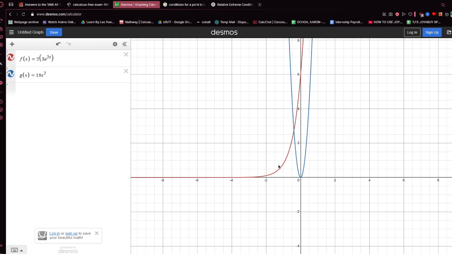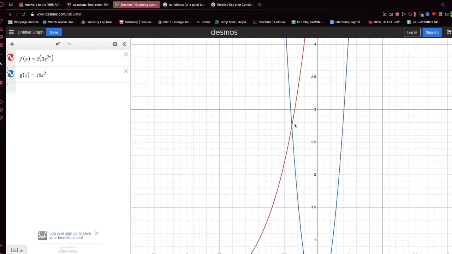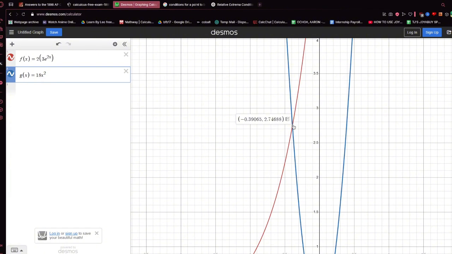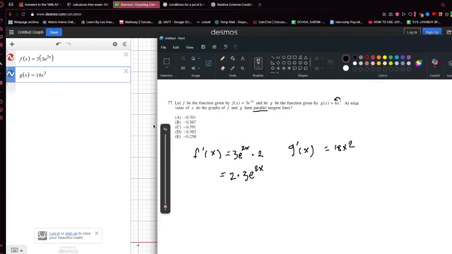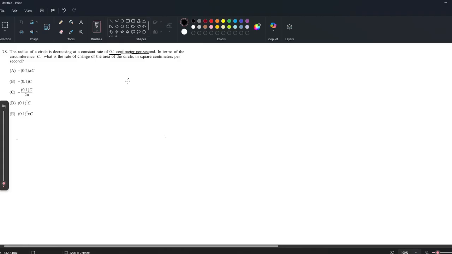Now after graphing the functions, you see that they intersect at negative 0.39065, and if you round to 3 decimal places, you'll get negative 0.391. The intersection tells you when the slopes are the same. So the answer is C, because they met at x equals negative 0.391.